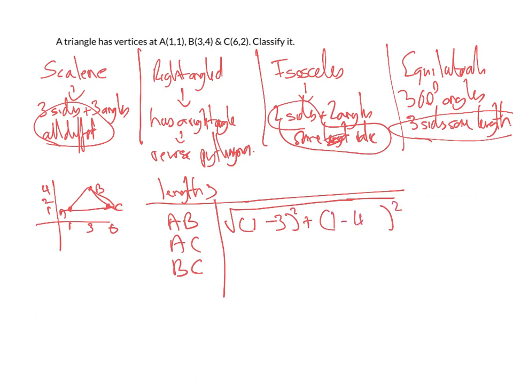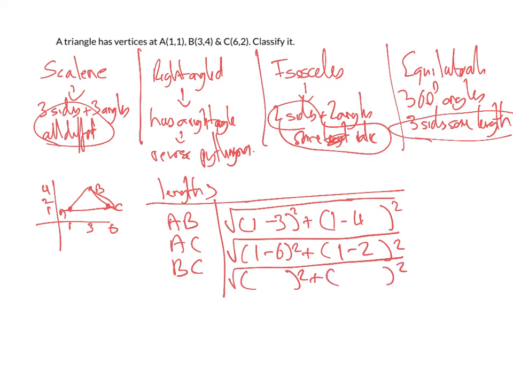4 squared. For AC, it's 1 take away 6, squared, plus the y's, 1 take away 1 squared, because they're both 1s, aren't they? Oh no, they're 2s, so 1 take away 2, squared. And then BC is 3 take away 6, squared, for the x's, and 4 take away 2, squared, for the y's.